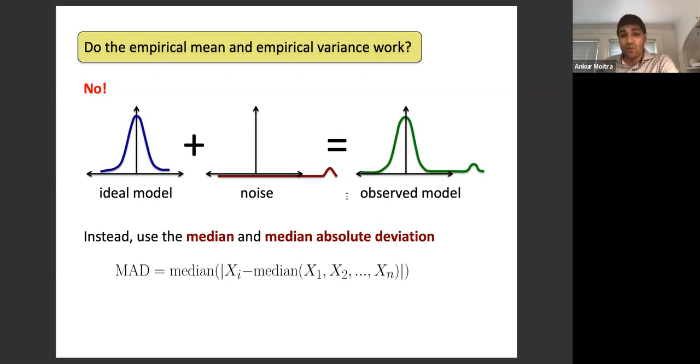Well, we can instead use a median of medians. So if the median worked once, let's use it again. So what we do is we take all of our samples, we take the empirical median, and we take the median of all of those absolute values of differences, and that's called the median absolute deviation.